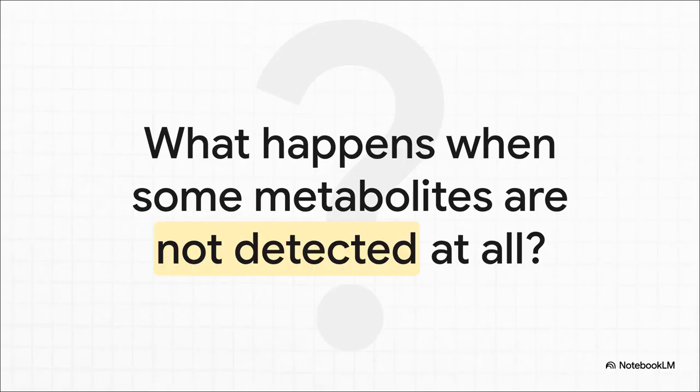So it all boils down to this one critical question. What happens when some of the metabolites just aren't detected at all? I mean, your machine couldn't even measure them. They weren't significant, they weren't non-significant, they were just absent, invisible. So how in the world are you supposed to count them?